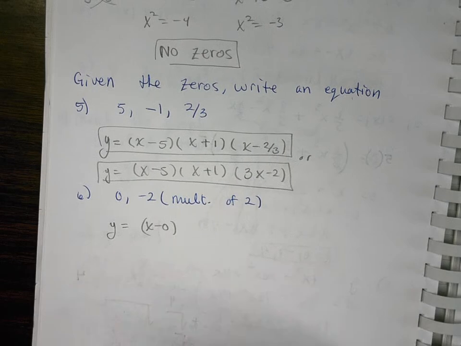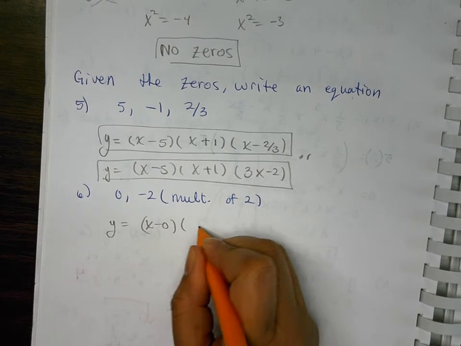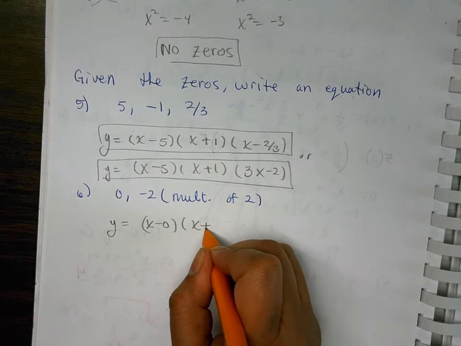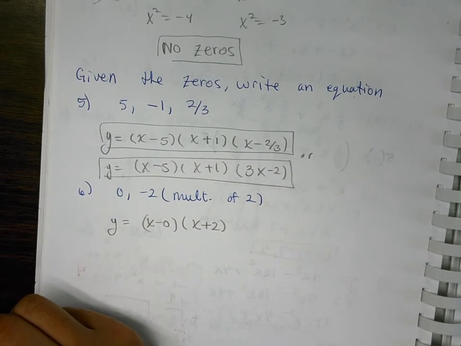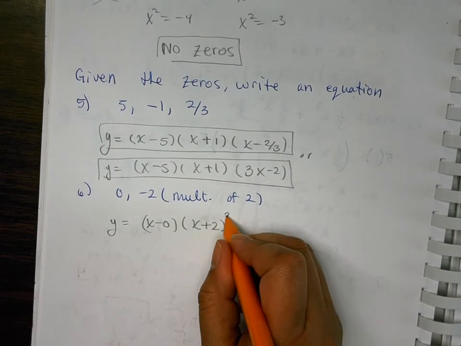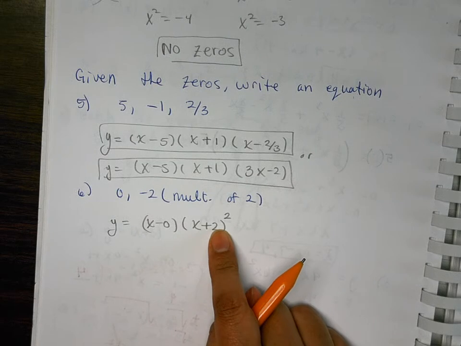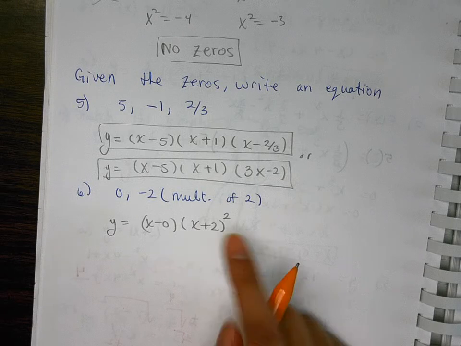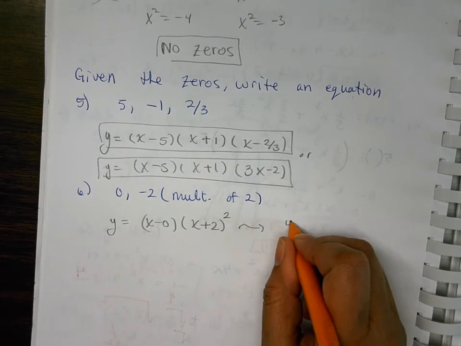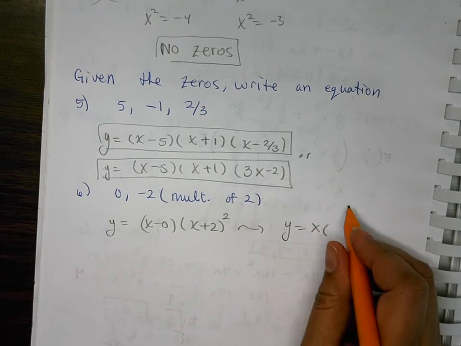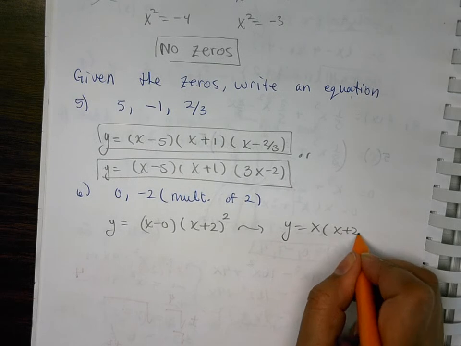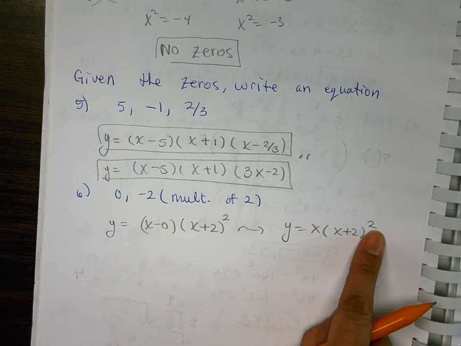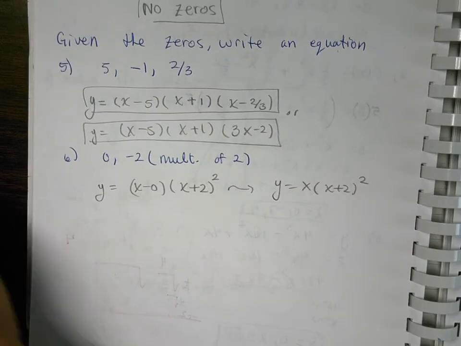All right, parentheses. I will fix that later. X minus 2 or x plus 2? Now, because the multiplicity is 2, what does that mean? Squared. Good job. That means the x plus 2 occurred twice, which is how we got negative 2 twice. Does that make sense? Yeah. All right, so y equals x, parentheses, x plus 2 squared. 0 is a solution, negative 2 is a solution with a multiplicity of 2. Questions on that one?